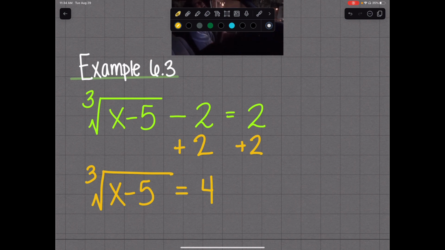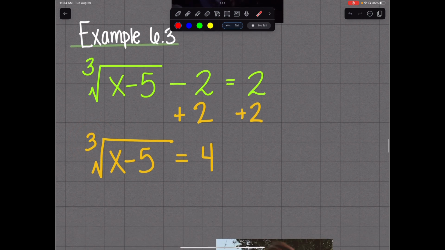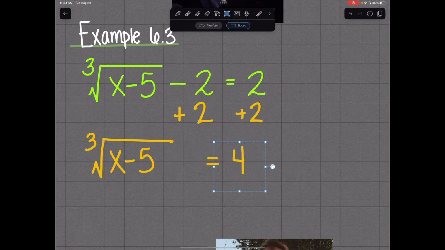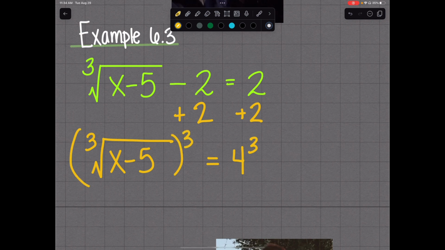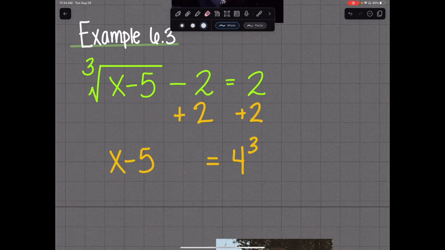Now that we have it to this point, then we can raise both sides to the third power. It has to be the third power because this is the cubed root. If that was a square, then we would square everything. But we have to raise everything to the third power. So what does that mean? It means this is raised to the third power, this is raised to the third power. When we do that, that cancels this out, right? So on that side, all we have is that.